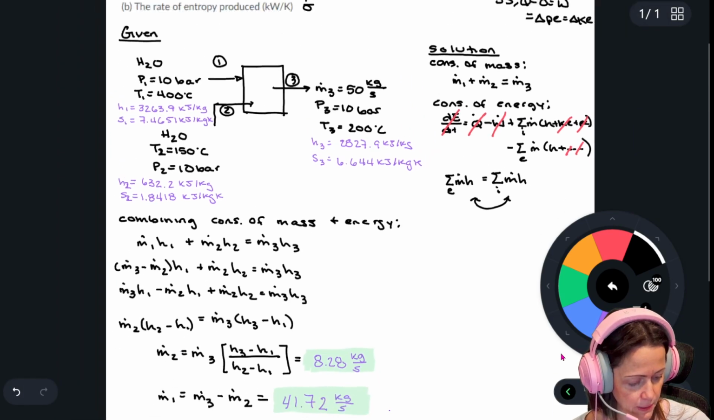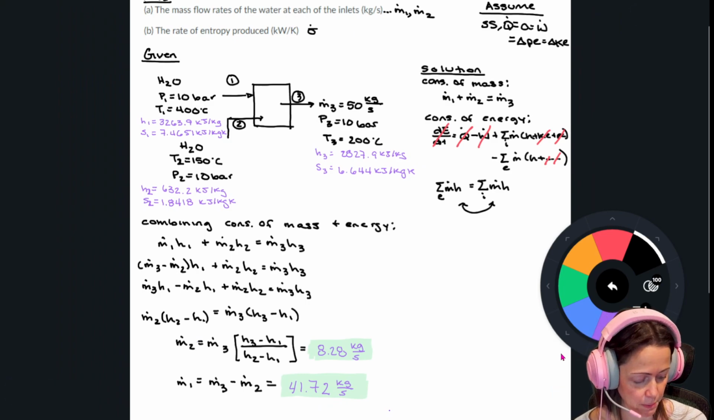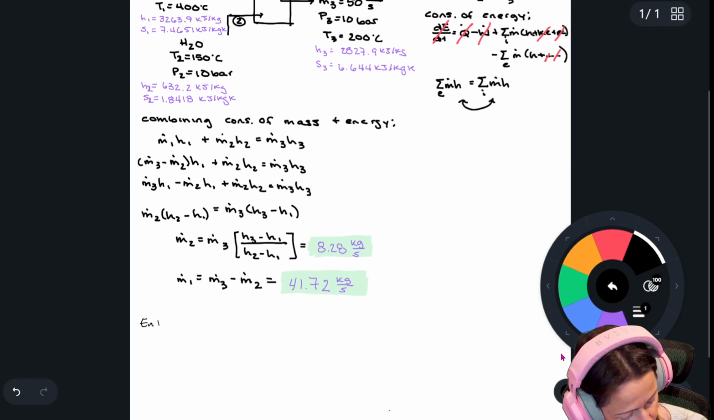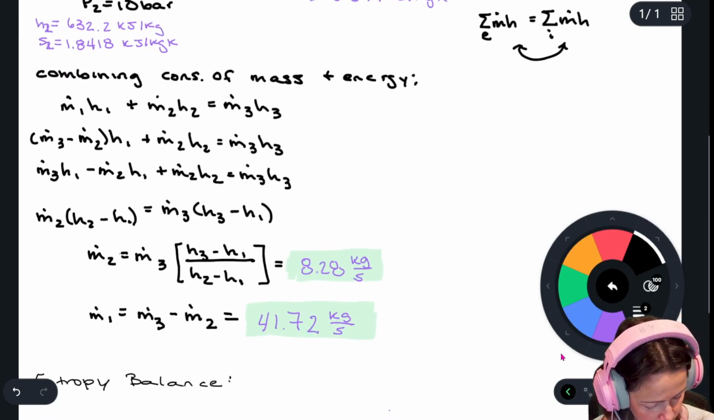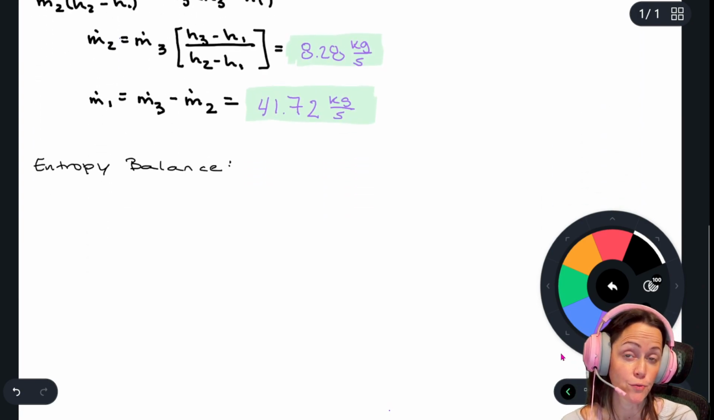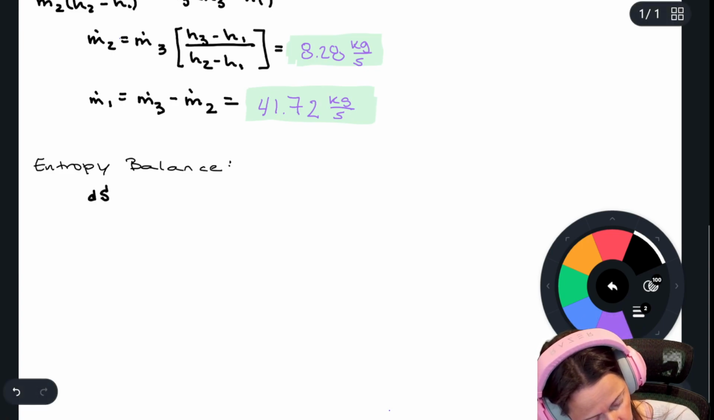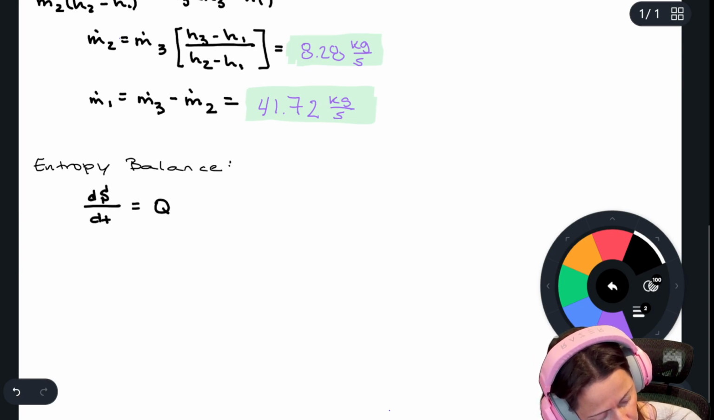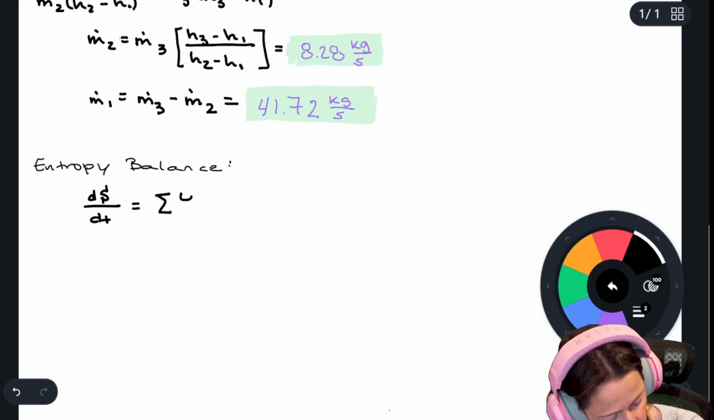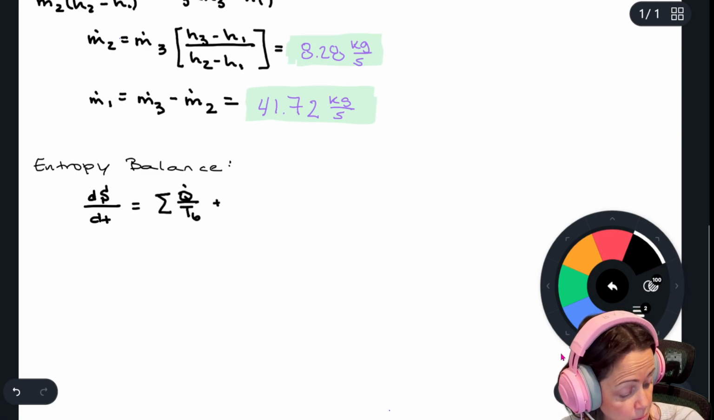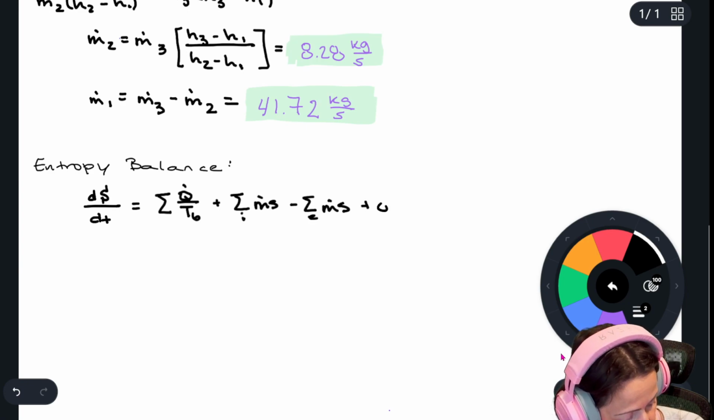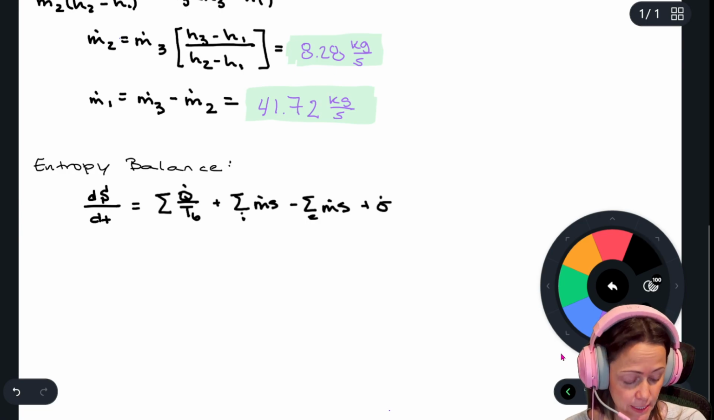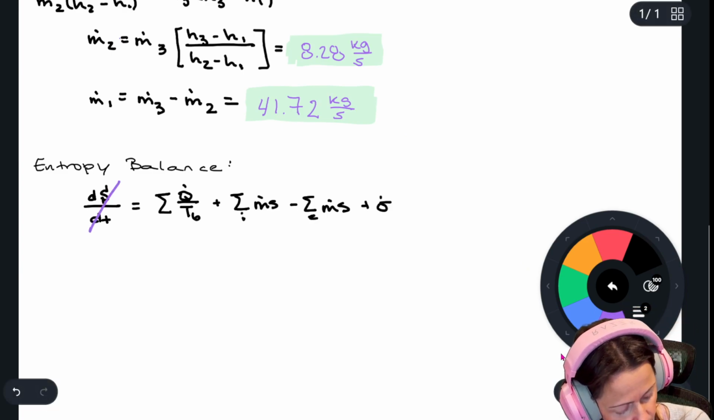All right, so we've figured out what the mass flow rate is, but now we need to figure out that sigma dot. And so for this, I just need to do my entropy balance. So entropy balance for an open system. I've got the change in entropy contained within the system boundary plus the rate of entropy transferred across the system boundary by heat transfer plus the net rate of entropy transferred by mass flow plus the rate of entropy produced. And I can get rid of quite a lot of these things because it's steady state, no heat transfer.